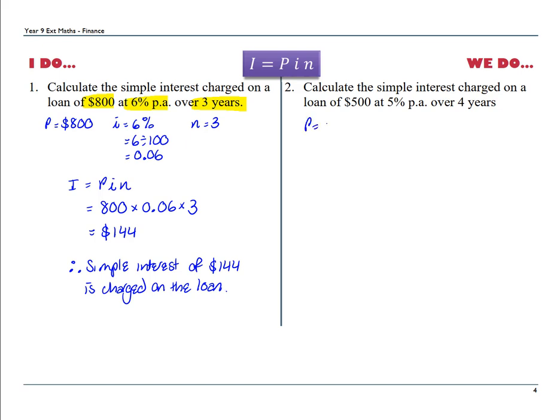So P is $500. Our i, which was 5%, is 5 divided by 100, which is 0.05, and our N is 4. So I equals PiN. Always write your formula. 500 multiplied by 0.05 multiplied by 4. Go to your calculator, and you should have got $100, and finish with a therefore statement.